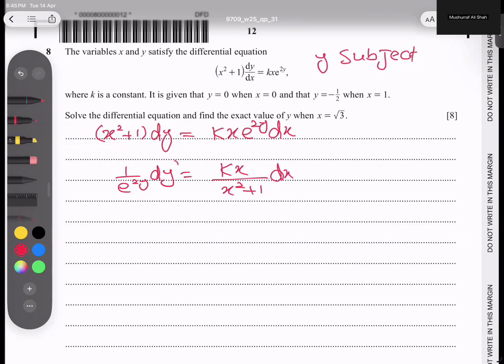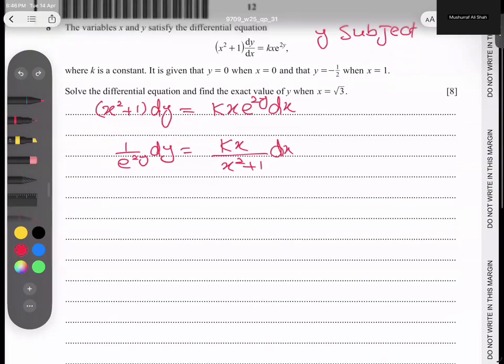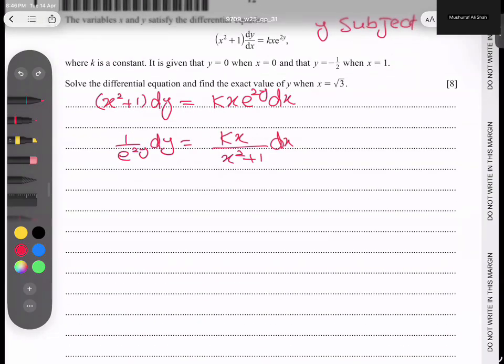Because my main objective is to keep all y values on the left side and all x values, including any constant, any number, on the right side. Now I start integrating. So when I start integrating, students, what will happen? It will turn to be this form. It will go up. Here, the constant you can bring outside, and x over x to power 2 plus 1 dx.